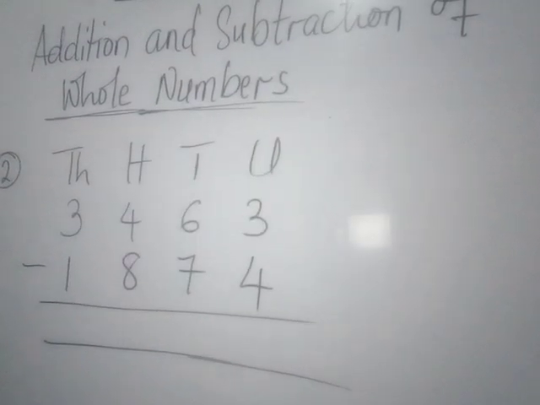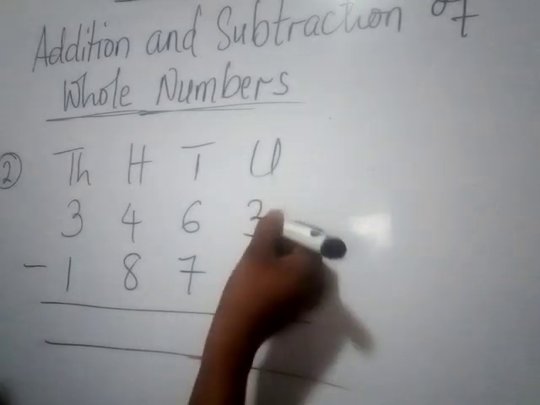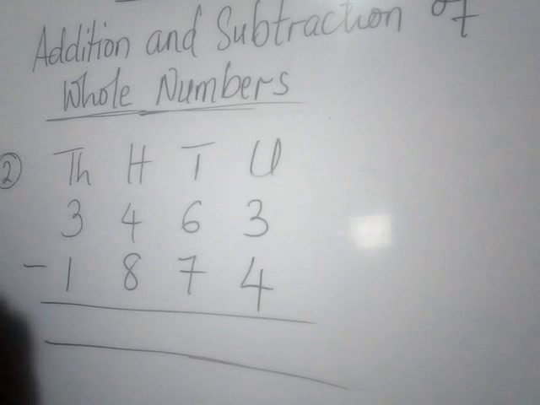So our next example is right here with us. 3,463 minus 1,874. So let's start from the unit end as usual. Here we have 3 minus 4. We know that 4 is bigger than 3, so we cannot subtract 4 from 3.